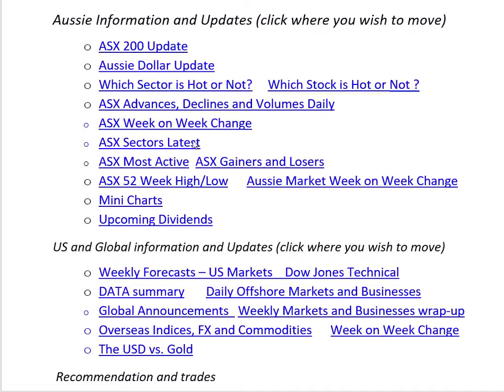For instance, if you want to know which sector is doing well, you just click on the ASX sectors latest. Then if you want to see what is most active and what is the week high and low over the last 52 weeks, there is a lot of information. There is the Aussie dollar update, advances and declines, volume and upcoming dividends. You will find at the end of this presentation how to get onto the website.